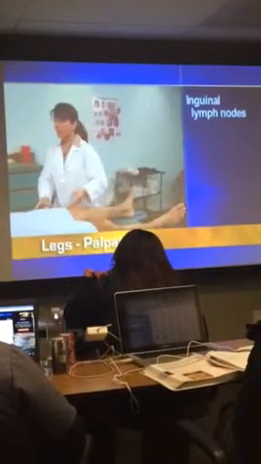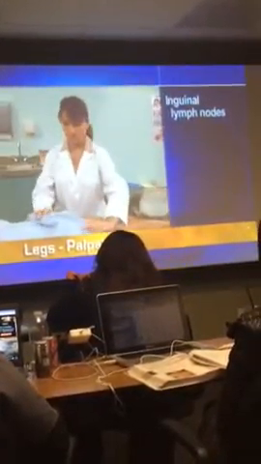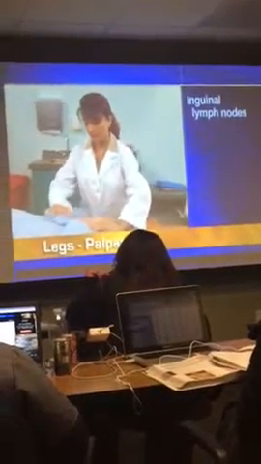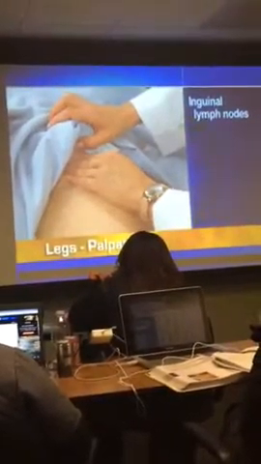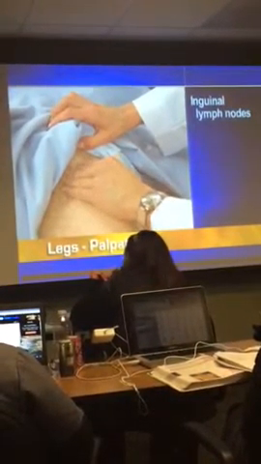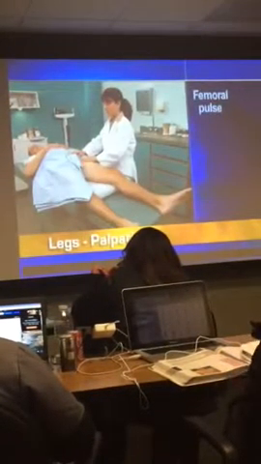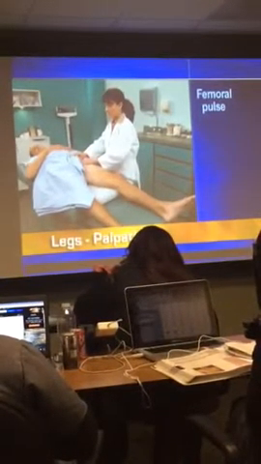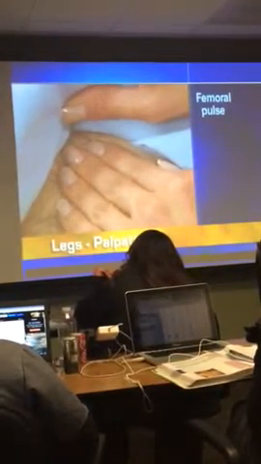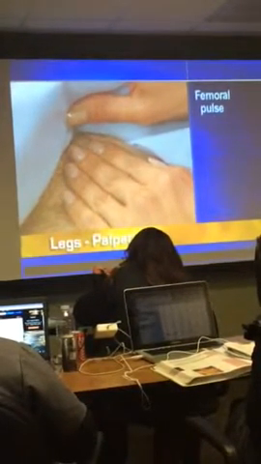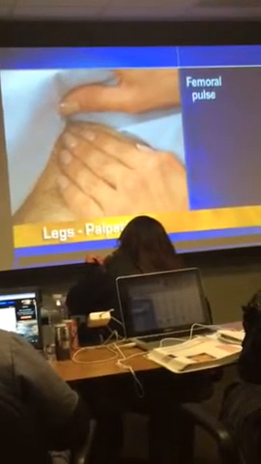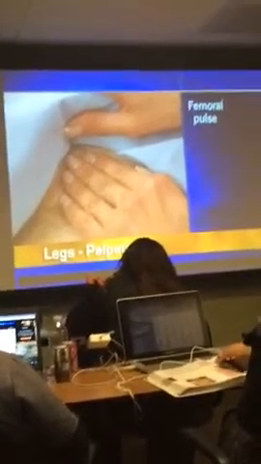Okay, Mr. Malik, I'm just going to feel the lymph nodes in your groin now. Okay. If palpable, the nodes should be 1 centimeter or less, movable and non-tender. Next, palpate the peripheral arteries, starting with the femoral pulse. With your fingers just below the inguinal ligament, halfway between the pubis and anterior superior iliac spine, press firmly and then release slowly.